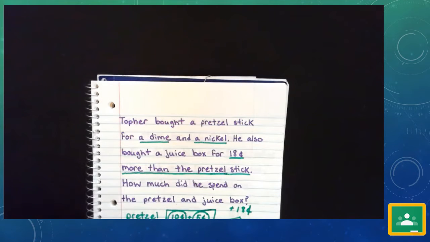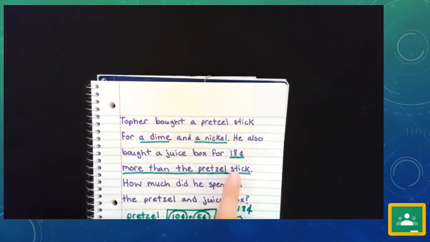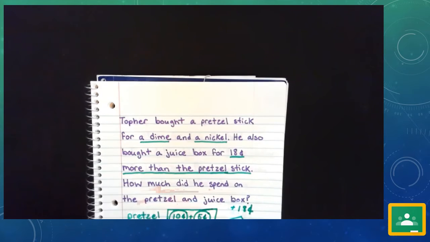Okay, so if I understand this correctly, this character Topher is buying some food and a drink. And it seems like those 2 items do not cost the same, because for the pretzel stick, he used a dime and a nickel to buy. But the juice was 18 more cents than the pretzel stick. So the juice box was more money than the pretzel stick. And what I need to figure out is how much he spent on both items. So there's some work to do. Let's start with the first step. Let's figure out how much each item costs.